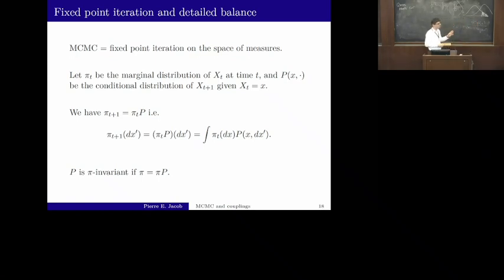And we'll see that we need more than pi invariance. A very simple example: if P of x dot is the Dirac mass on x, so your chain stays wherever it is, that's pi invariance, right? You take a draw from pi, you do nothing, and you get a draw from pi. So clearly we need something more. But in fact, not much more.